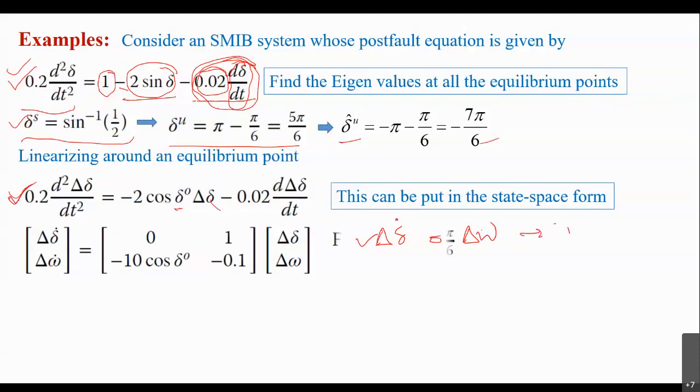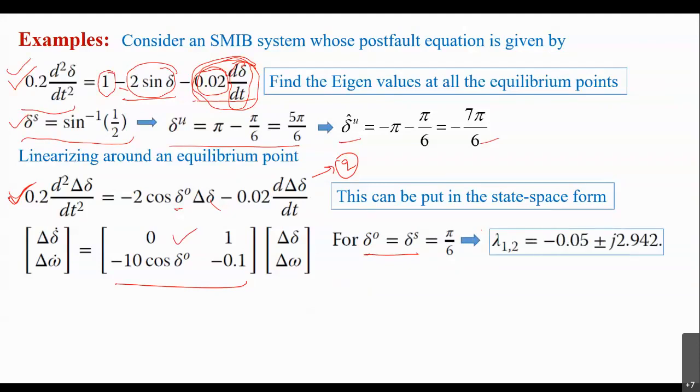This is equation 2. So using equations 1 and 2, I can write this state space model, right? Just by writing this state space equation, I have this A matrix. So now if I substitute δ0, which is nothing but δS, the stable equilibrium point equal to π/6, then you can get the A matrix, and from the A matrix you will find the eigenvalues.